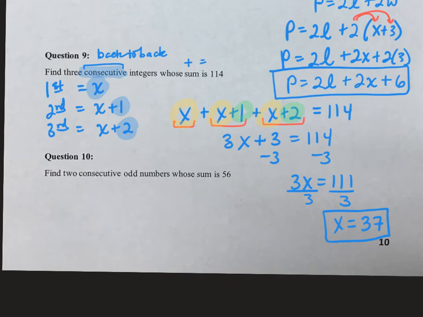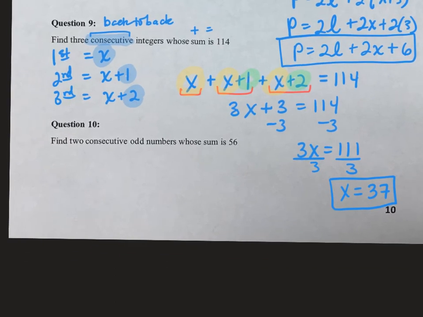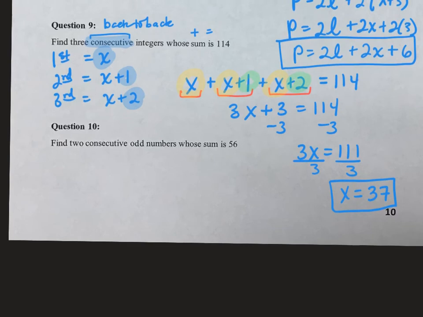Now we're going to go to our last question, question number 10. This one's a little similar, but instead of consecutive integers, take a look at this one. It's consecutive odd integers. That makes a difference. Consecutive odd integers means 3, 5, 7, and actually they're only asking for 2. So it may be 3 and 5. They're consecutive, but they're odd.